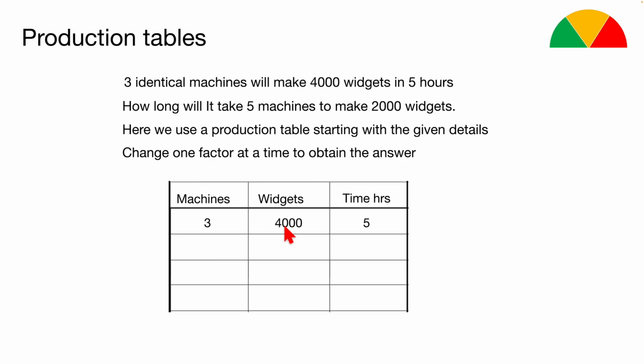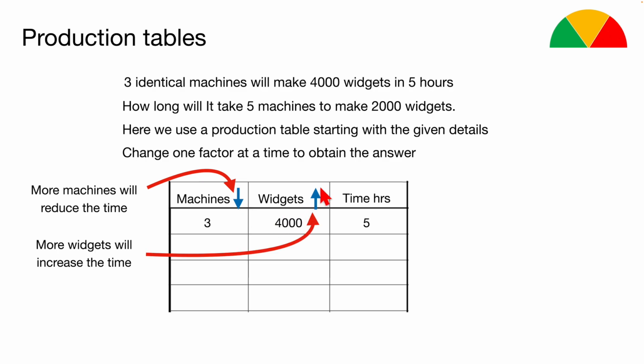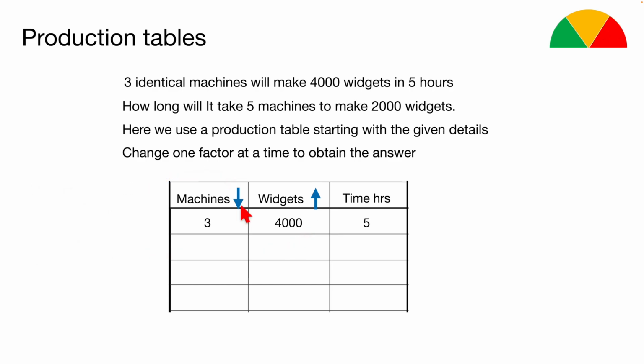It's important to remember, if we increase the machines, then the time goes down. If we make it 6 machines, we've doubled the machines, we'll halve the time. But with widgets, if we make more widgets, it increases the time. 8,000 widgets will take 10 hours. So these two columns act differently, and I mark them with these arrows so I can remember, because I tend to forget things. So with the arrows intact, let's get started.